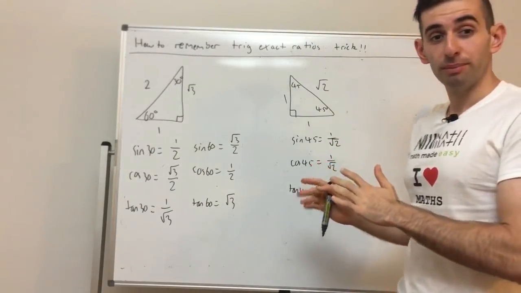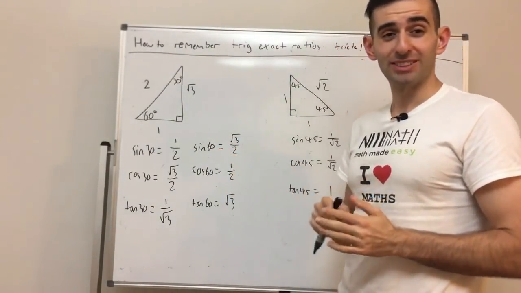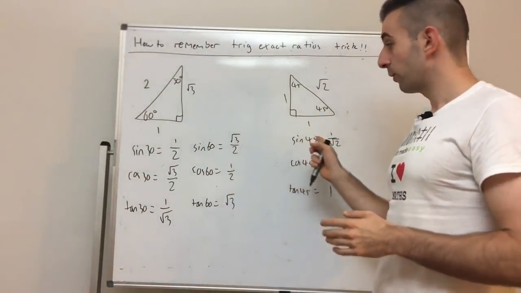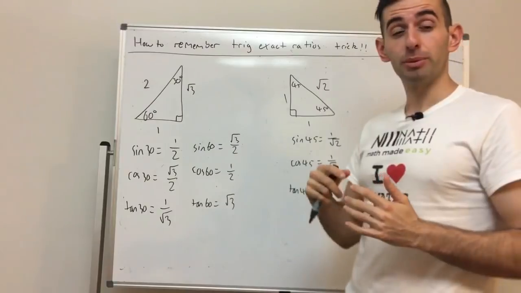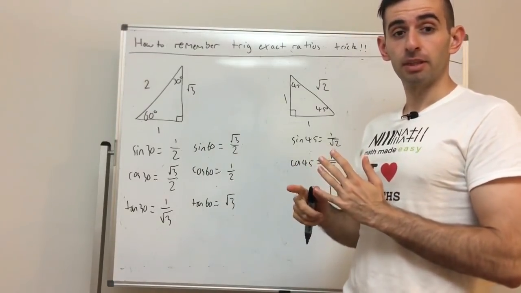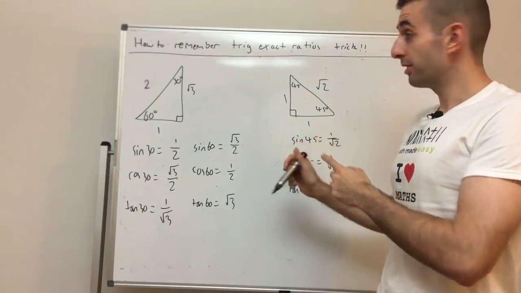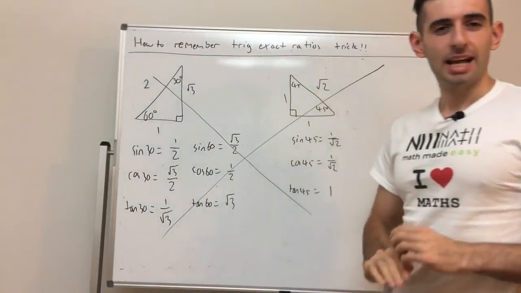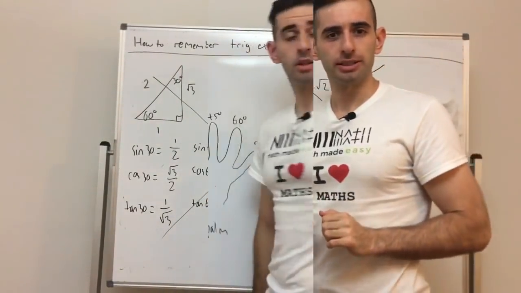This trick I'm going to show you also works for 0 and 90 degrees. These triangles only give you 30, 45, and 60, but my trick will also help you get 0 and 90 degrees. So is this what we're going to do? No, we're just going to forget about this method, and I'm going to show you how the trick works.